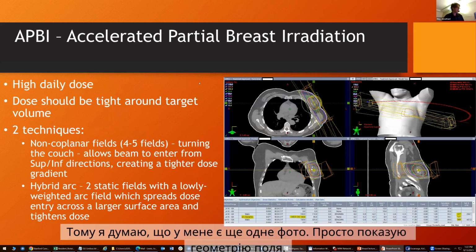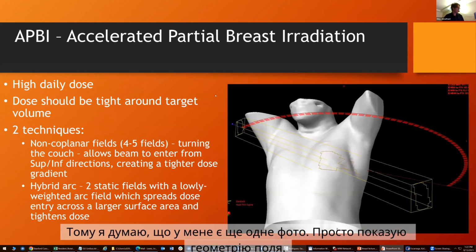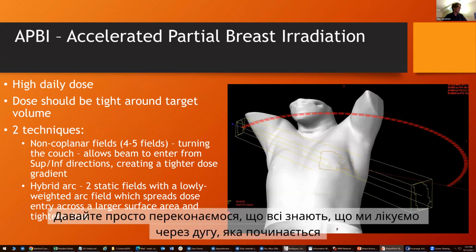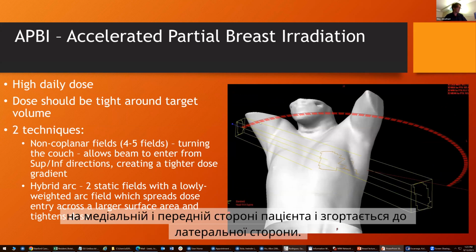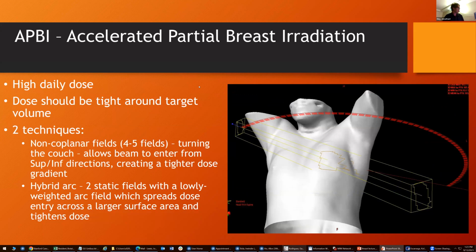So I think I have one more picture showing that field geometry. Just making sure everyone's aware that we are treating through an arc, which begins on the patient's medial anterior side and sweeps all the way down to the lateral side.